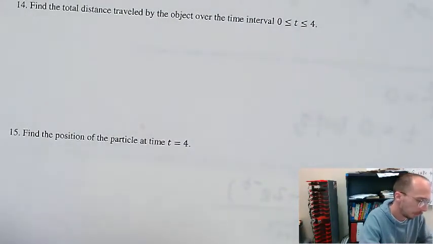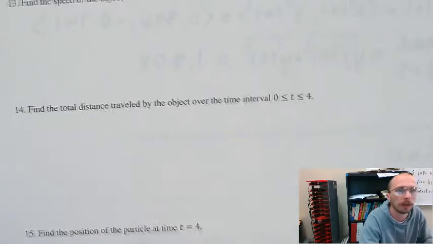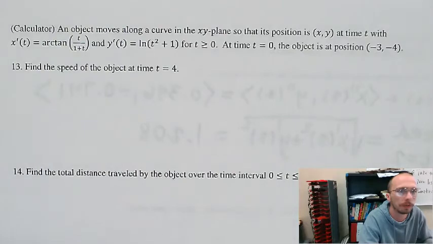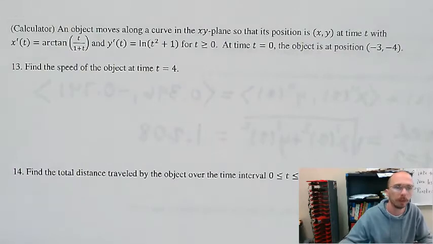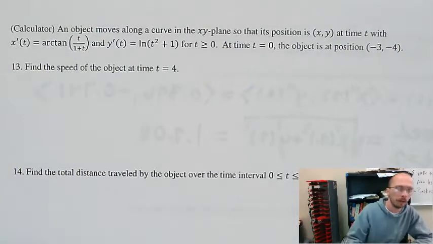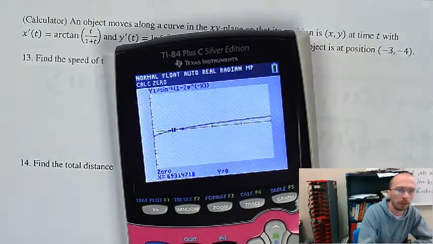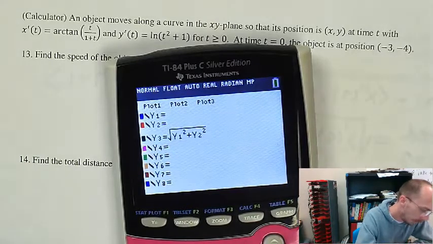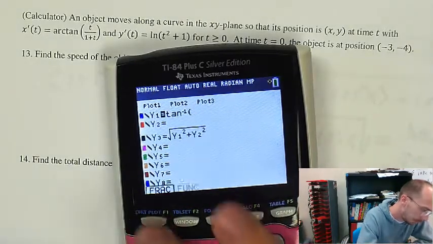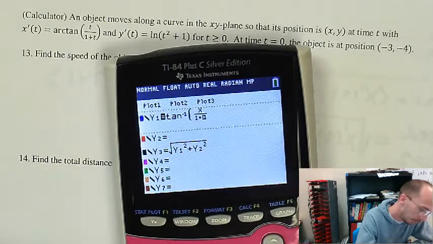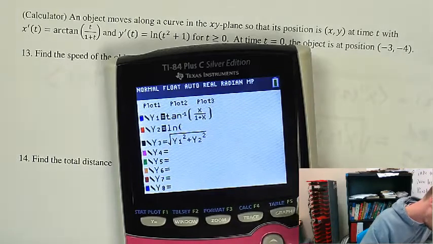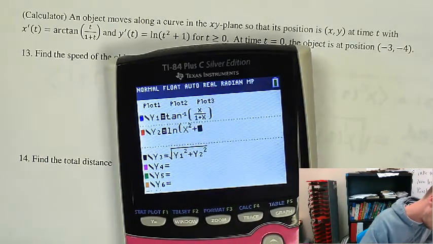Object moves along a curve in the xy plane, so its position is xy. Can't even see what I'm talking about here. With x prime is arctangent and y prime is log of something. Okay. At time t equals 0, the object is at position -3, -4. All right, so I'm going to start by plugging these things into y1 and y2. X prime is going to be inverse tangent of t over 1 plus t. And y prime is log of t squared plus 1.